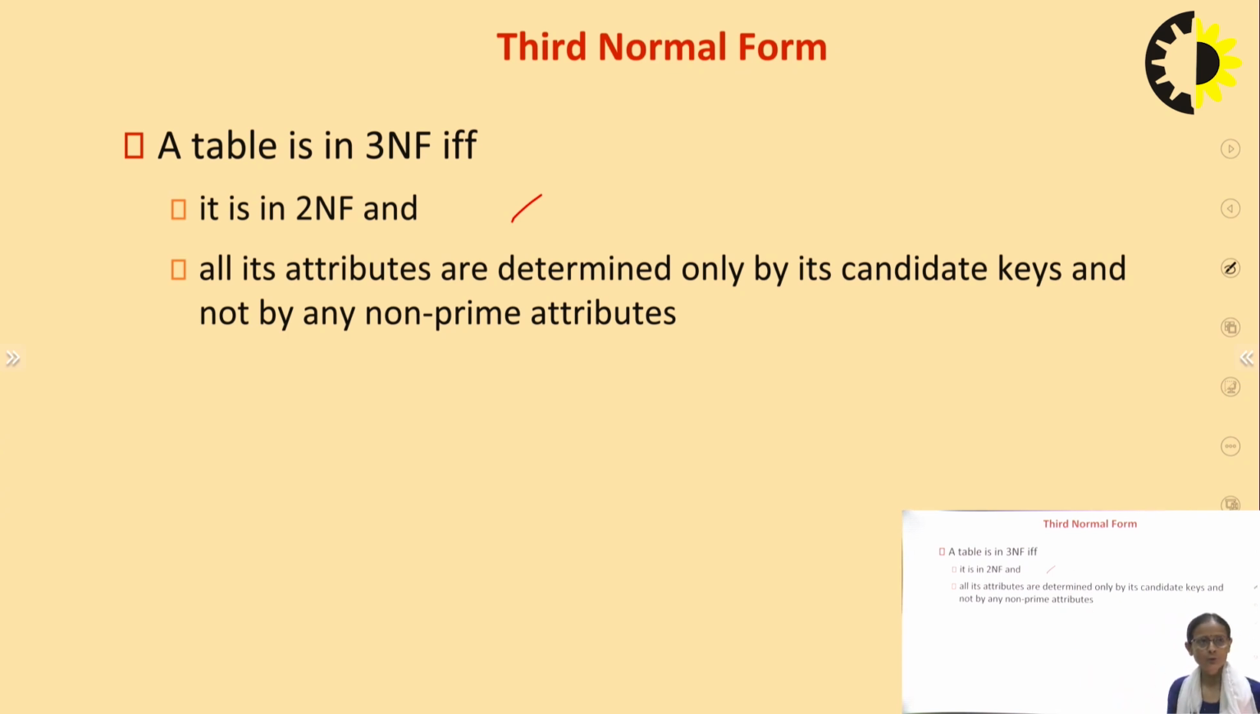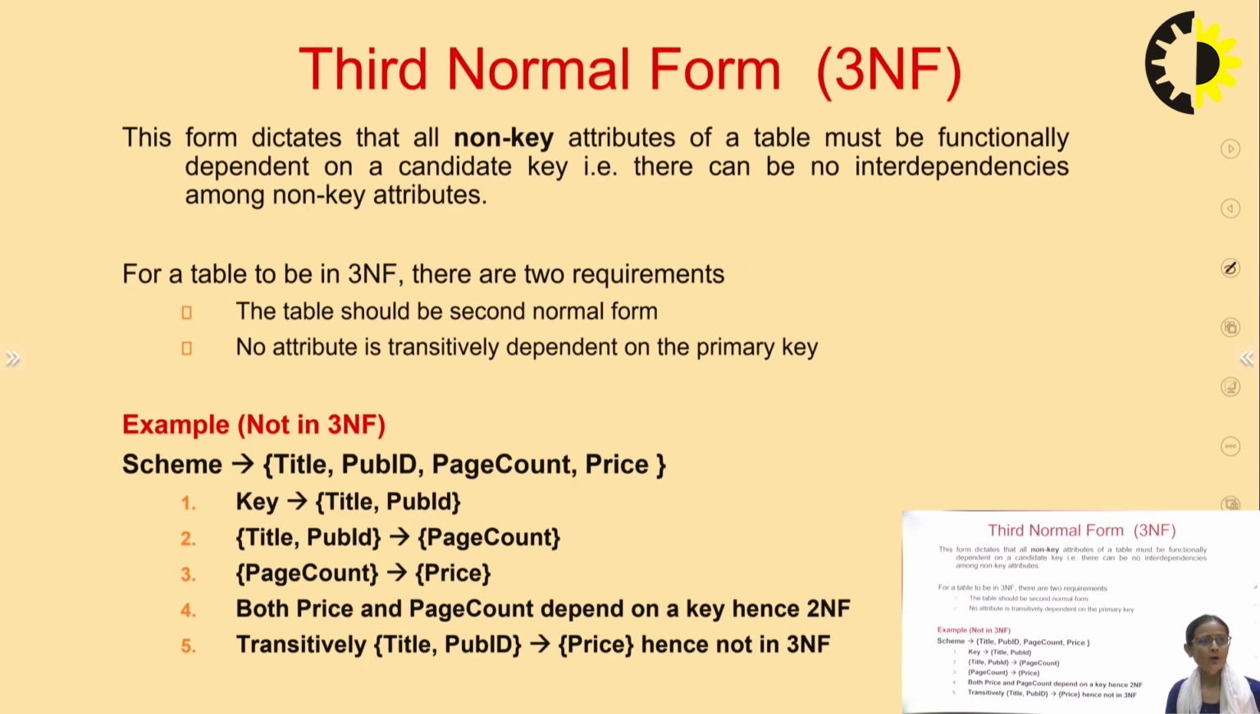First you check with the 1NF, then you go with the 2NF, and then you go with the 3NF part. All its attributes are determined only by its candidate keys and not by non-prime attributes. That is, there should not be dependency among the non-prime attributes. There should be the dependency between the non-prime attribute and the candidate keys. This form dictates that all the non-key attributes of a table must be functionally dependent on a candidate key. That is, there cannot be any interdependencies among non-key attributes.